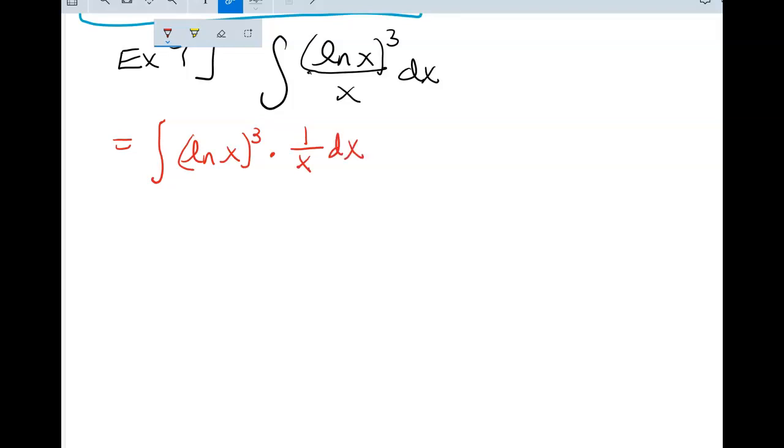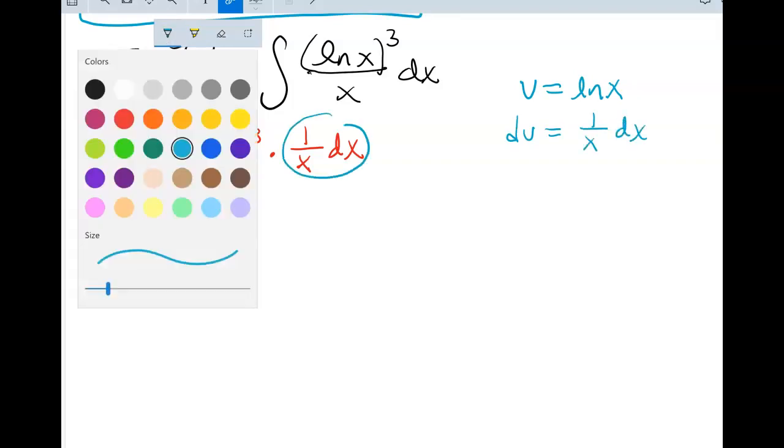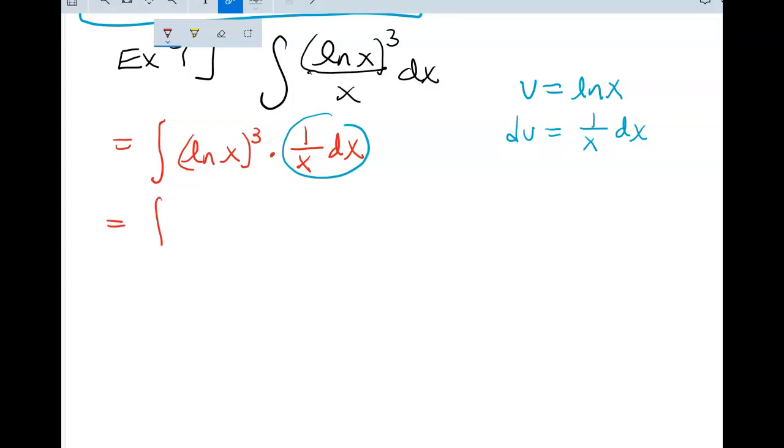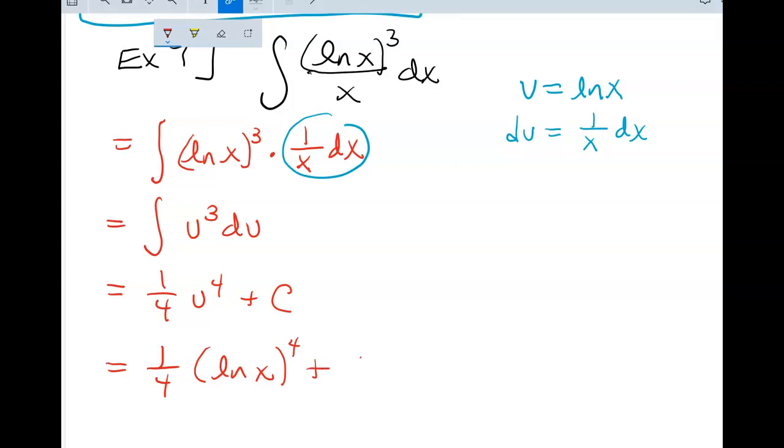Now it might be a little bit more obvious what our function and its derivative that's conveniently laying around nearby are. U is equal to the natural log of x, the inside function, and du is equal to 1 over x times dx. So right here, that 1 over x times dx becomes a du. So we have u to the third du that we're integrating, and that'll give us 1/4 u to the fourth plus c, or 1/4 times the natural log of x raised to the fourth plus c.